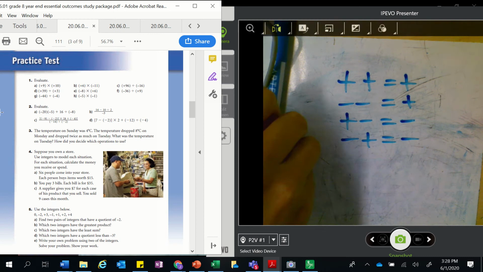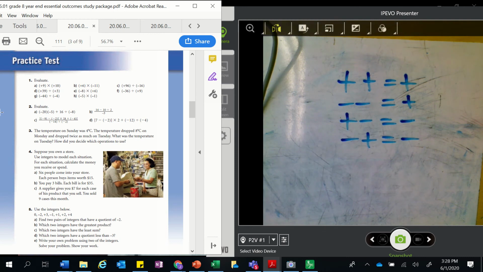All right, so let's get started. So let's take a look. Number 1, evaluate. Wow, this is easy. I look at this and first I go, what's 9 times 10? 9 times 10 is 90 and it's plus, so it's going up.